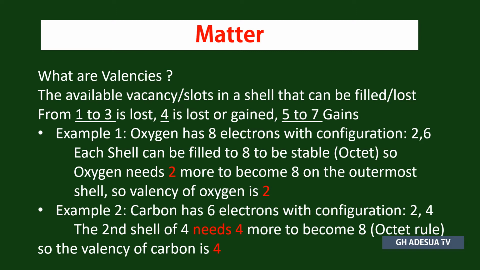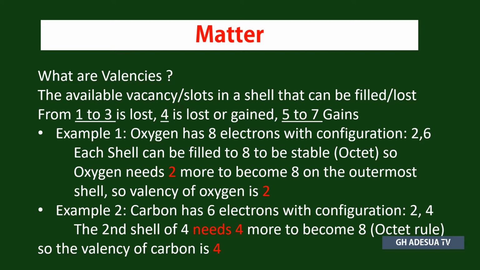Then we go to atoms with 5 to 7 electrons. When they have 5 to 7 electrons, they would gain electrons in addition. Meaning that if an atom or an element has 5 electrons on its outermost shell, then the valency is 3. If it has 6, the valency is 2. If it has 7, the valency is 1.